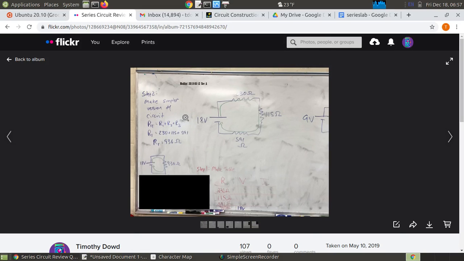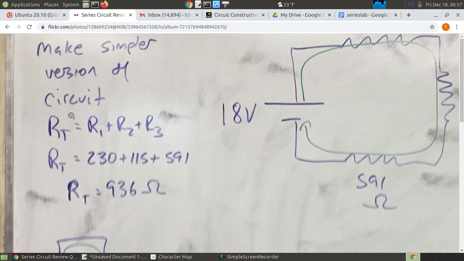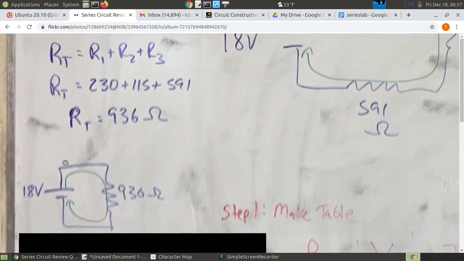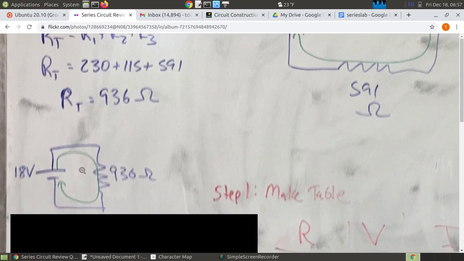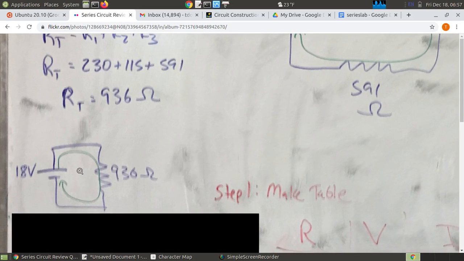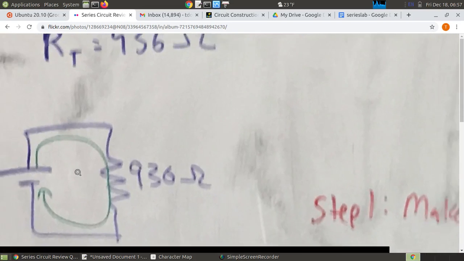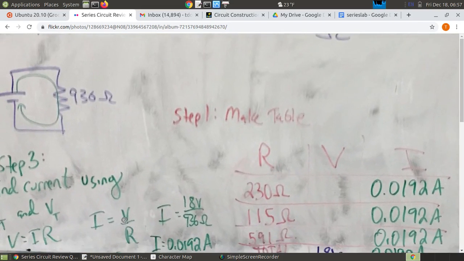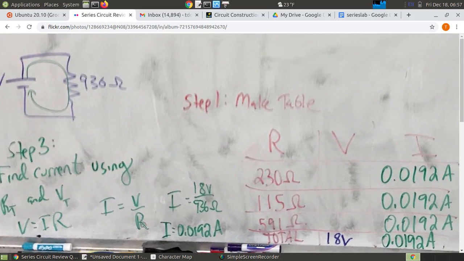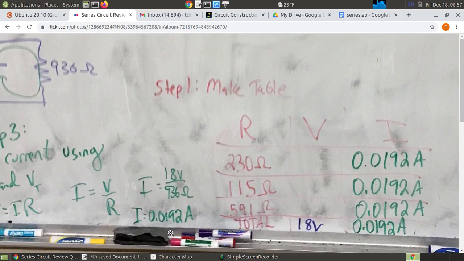In a series circuit, because resistances just add, the easiest thing to do is calculate total resistance, which in this case is 936 ohms. Then we can pretend that there's a circuit with just one resistor. It's very obvious that the current through that one resistor is the current through the battery, so we're going to use Ohm's law to find that. So there we are. V equals IR, I equals V over R. The current through that one resistor would be 0.0192 amps.